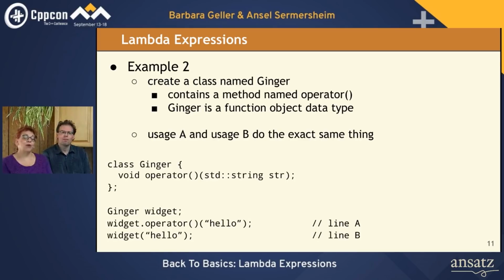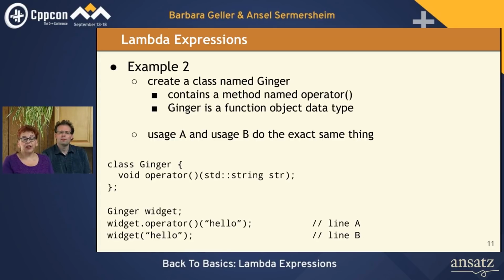So here's a base example. We're declaring a function object data type. Ginger is a class. It defines a function call operator. You can note that by the operator open close and then the second set of parentheses with the data type. On the following line, we construct a Ginger object, and this is named widget. There are two ways to call our method. On line A, we invoke the method directly. It might look a little odd because we do need the operator open close and then the second set of parentheses to pass the parameter.